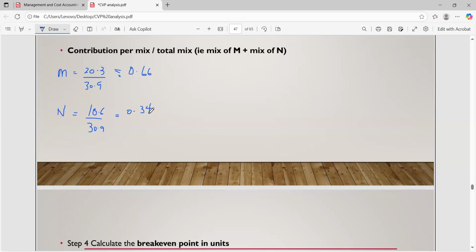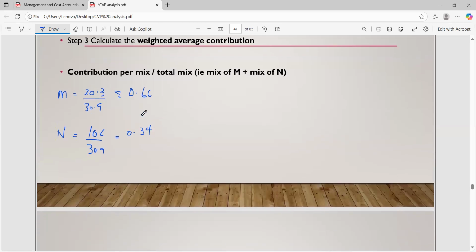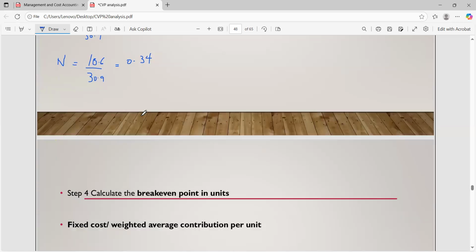Please, what can you see? If you sum them up, what are you getting? 1. Are you sure? Is everybody getting the one? Is anybody getting anything else apart from the one? Okay. So, weighted average contribution per mix divided by.